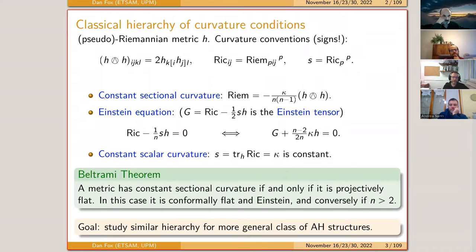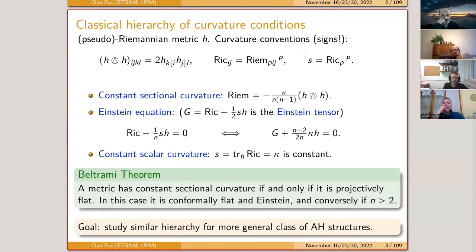And the Einstein equation has two different ways of writing it. The left is sort of the geometer's way of writing it, and the right is more the physicist's way of writing it. This simply says that the trace-free part of the Ricci tensor vanishes. And the physicist thinks more in terms of the Einstein tensor, which is the divergence-free part of the Ricci tensor. So this tensor, which is Ricci tensor minus half the scalar curvature times the metric, is divergence free as a consequence, again, of the differential Bianchi identity.